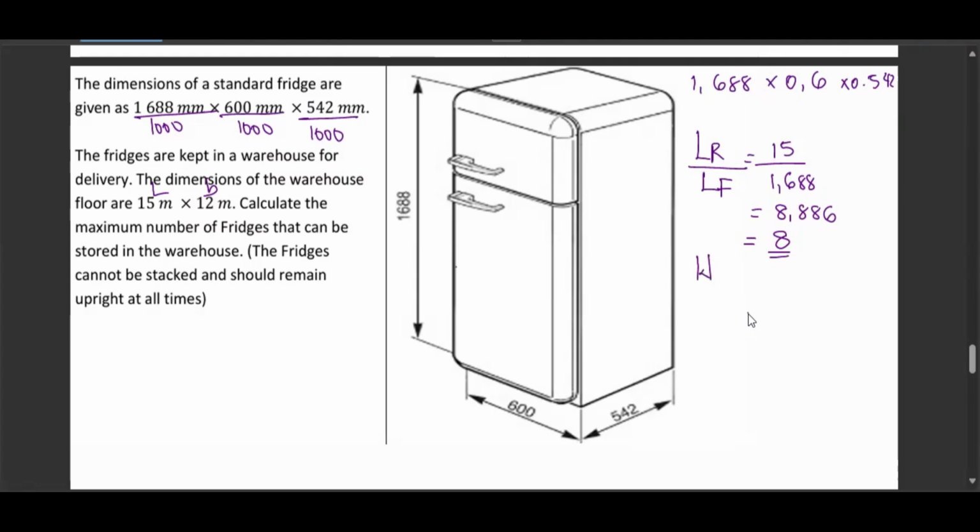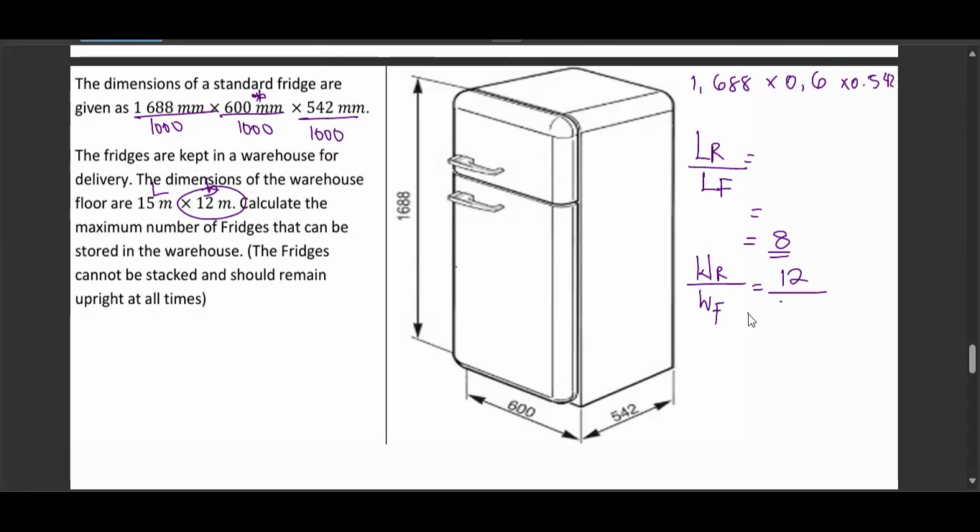The short side: width of the room divided by the width of the fridge. What will it be? So you say 12 meters, that's the one for the room, divided by the width of the fridge, which is 0,6. How wide is the fridge? Oh, man. Look here. Wait. There's a mistake a little bit because I'd used the height.